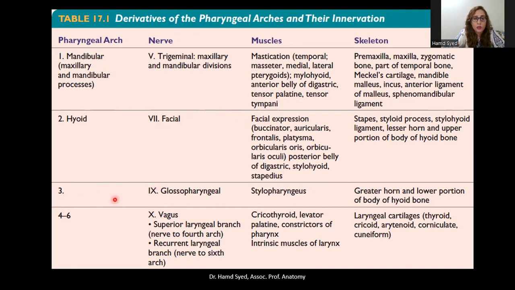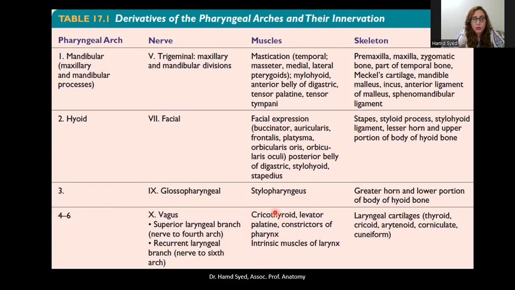The third pharyngeal arch, this forms the greater horn and lower part of body of hyoid bone. Its nerve supply is by the ninth cranial nerve, that is glossopharyngeal nerve, and it is supplying the muscle which is stylopharyngeus. So that's easy to remember because that's the one muscle which is going to be formed in the third pharyngeal arch. Fourth to sixth arches, you can see they're forming the laryngeal cartilages, and their nerve supply is by the vagus nerve. Now, vagus nerve has two branches, superior laryngeal branch, which goes specifically to the fourth arch, and recurrent laryngeal branch, which goes to the sixth arch.